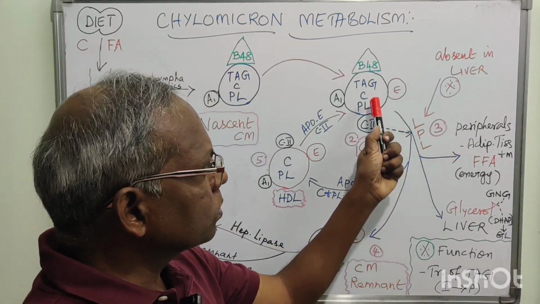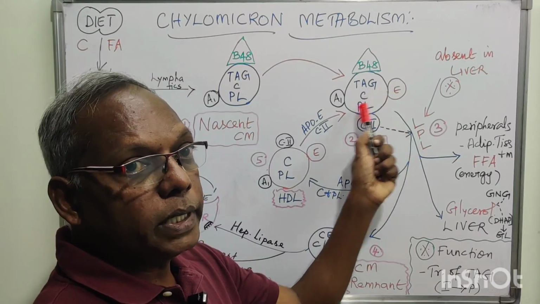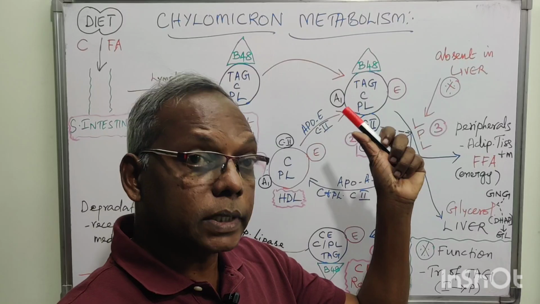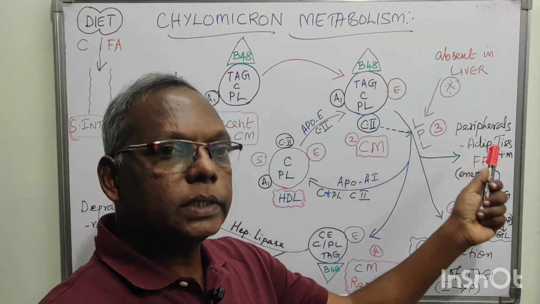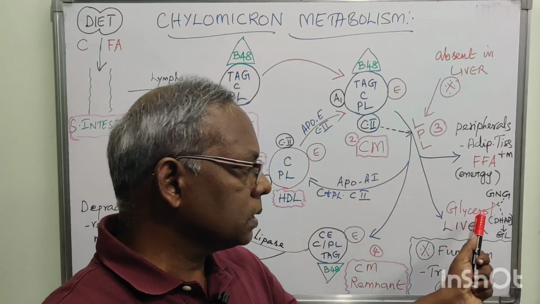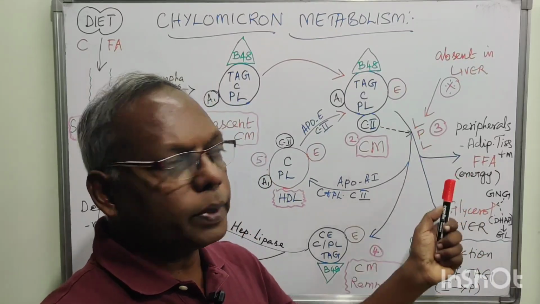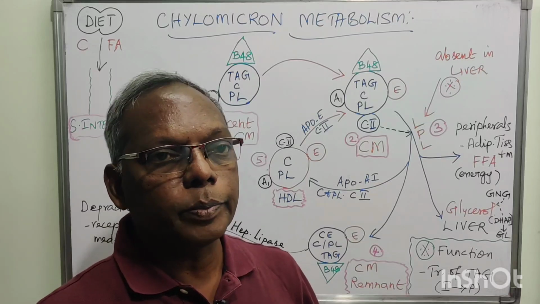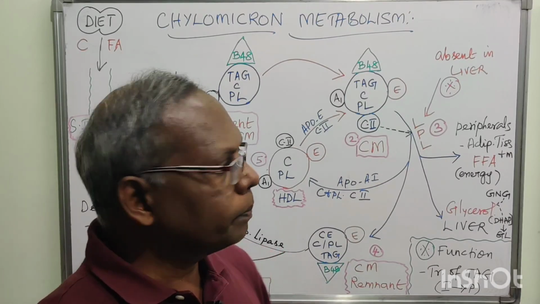Like that, about 90% of chylomicron composition is TAG. This TAG is converted into free fatty acids for muscles and glycerol for the liver. This point is very, very important. And lipoprotein lipase is absent in the liver. This is a very, very important MCQ, right?